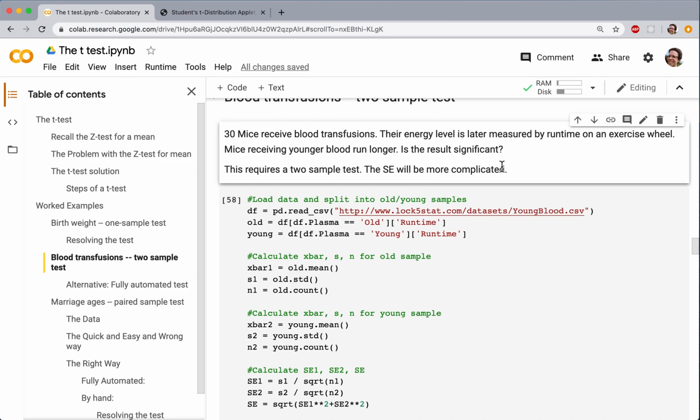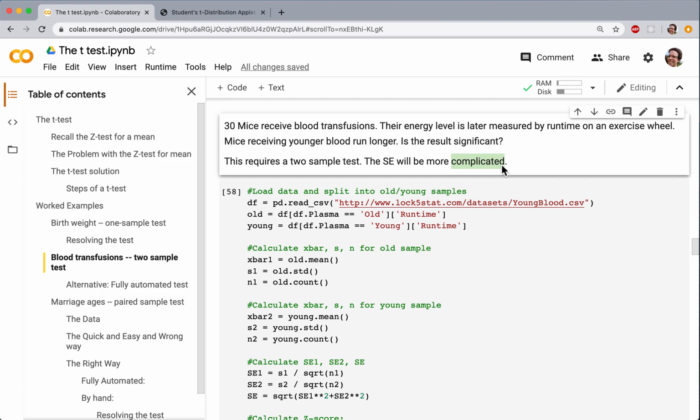So let me explain this experiment a little bit. We have 30 mice, they receive blood transfusions. Their energy level is monitored later with an exercise wheel. But some of the mice receive blood transfusions from other mice who are young, and some of the mice receive blood transfusions from other mice who are old. The mice receiving the transfusions are older mice. So the idea here is, can the transfusion from the blood of the younger mouse actually increase the energy level or health of these older mice?